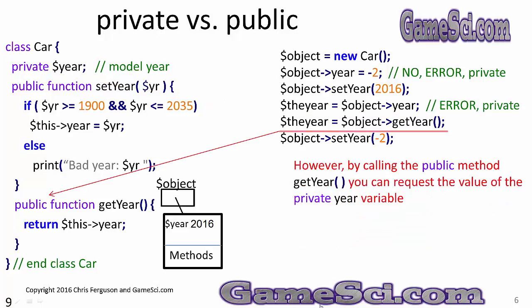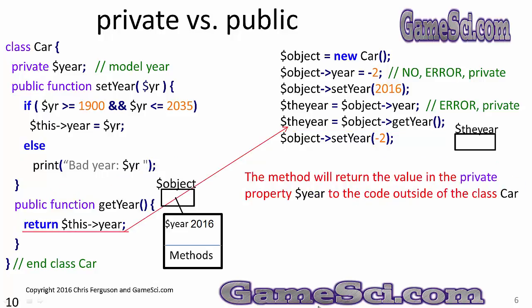What do I do? How do I get access to the data stored in the object if it's private? By calling a public method getYear, you can request the value of the private year variable. What I'm going to do is go to the object. Again, the arrow says go inside that object, run a method. The method I'm running is getYear. This arrow is saying, hey, let's go run this function. This function likes me. It will send me back the value in the year variable.